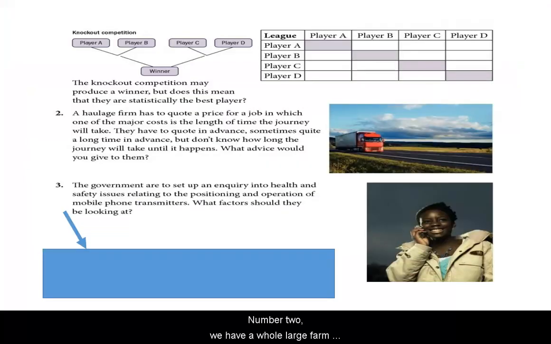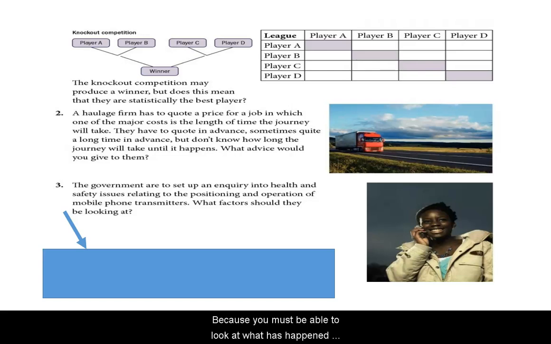Number two, we have a large firm that has to quote a price for a job in which one of the major costs is the length of time the journey will take. They have to quote in advance, sometimes quite a long time in advance, but don't know how long the journey will take until it happens. What advice would you give to them? Well, I would say either collect or use previously recorded data to estimate the travel times for the journey involved.